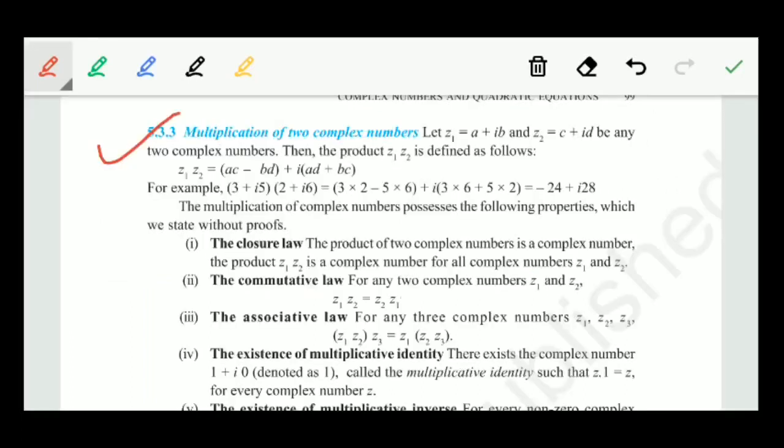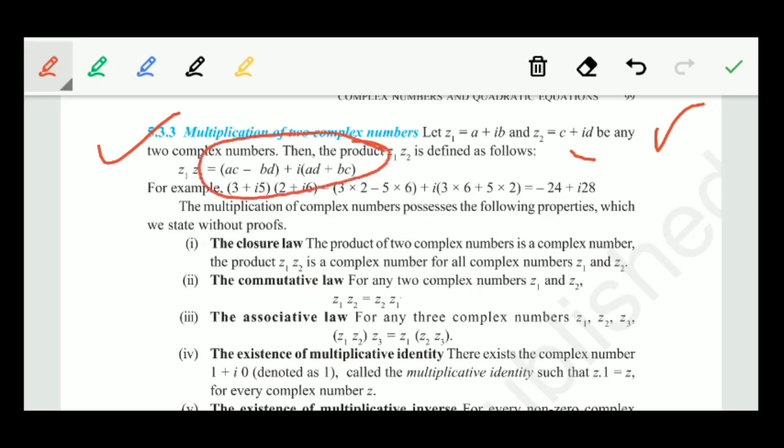Now we will start the multiplication of two complex numbers. It is also simple multiplication. Suppose the first complex number is z1 equals a plus iota b, and the other one is z2 equals c plus iota d. So the product of z1 and z2 is equal to this one.